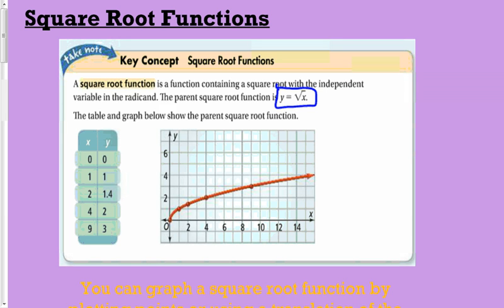So the table and graph below show the parent square root function, making a t-chart. You can make a t-chart for any function and find the graph. Sometimes it's hard to know exactly what x values to use, but in this case, if you use 0 and all positives, that shows you what the graph would be.